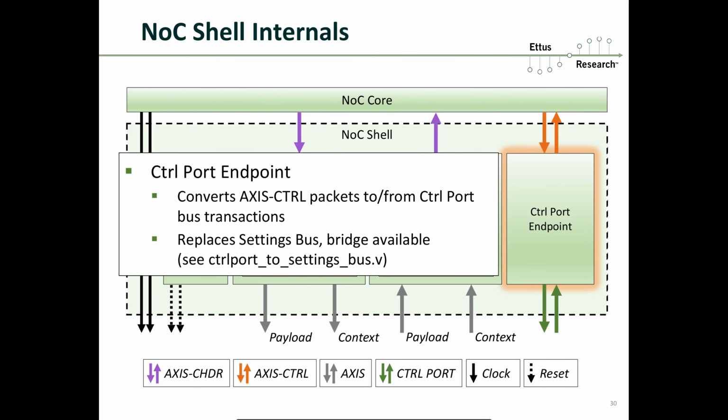There is a bridge available, though, if you have a block that uses the settings bus and has settings registers in it. There is a bridge called control port 2 settings bus that you can instantiate in your RFNoC block that will do that conversion for you to and from the settings bus. And if you want to look at an example of that bus being used, the keep one in N block does use that module. So if you need an example, that's a good place to look.